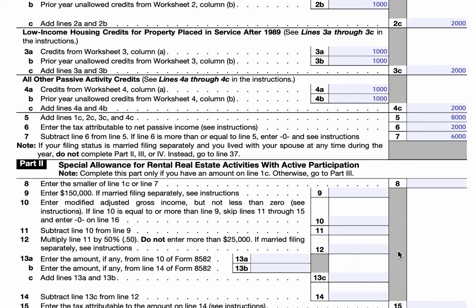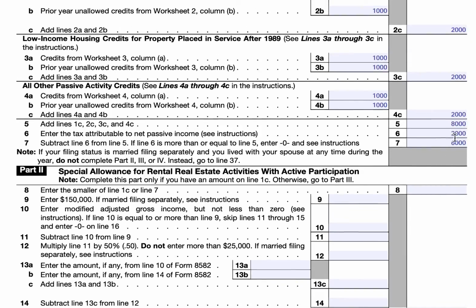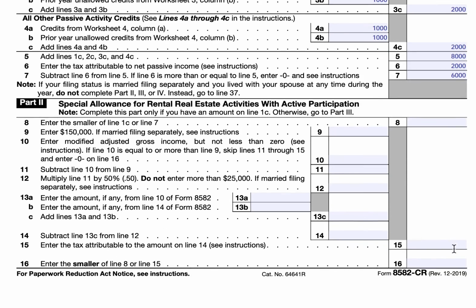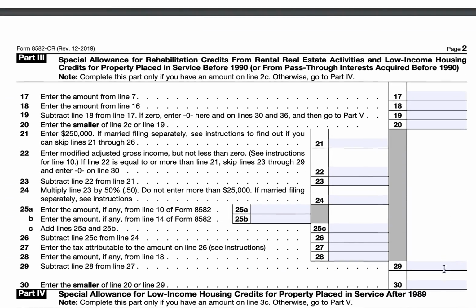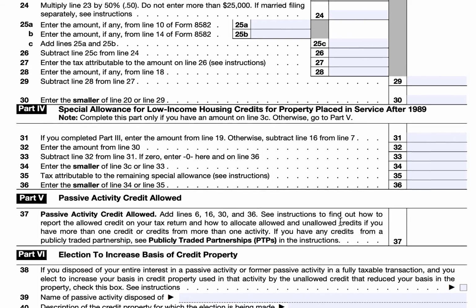So in that situation, you are not going to be able to, you will just go to line 37 instead. So you would go to line 37, you would simply add line 6. You would not have any other items for line 16 or line 30 or line 36. You would simply carry the line 6 number down to line 37, and that's pretty much the allowed passive activity credit.